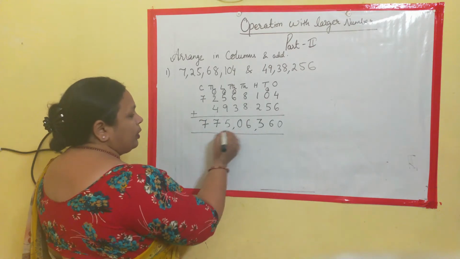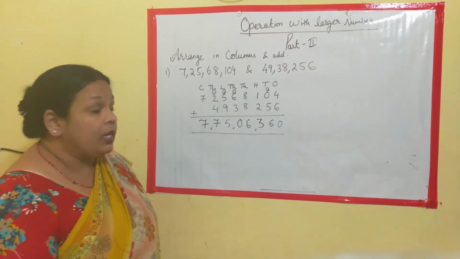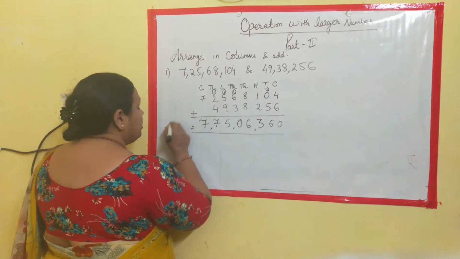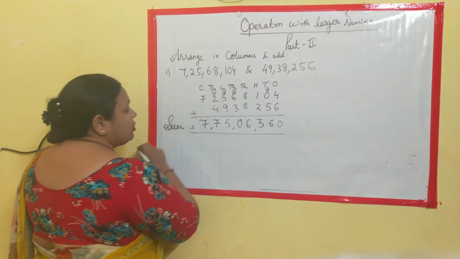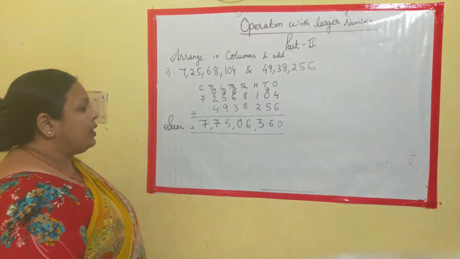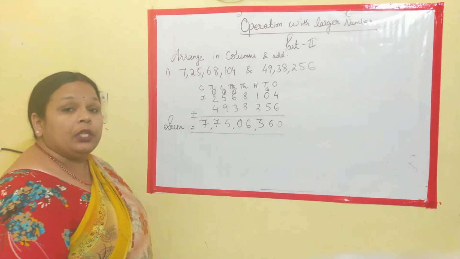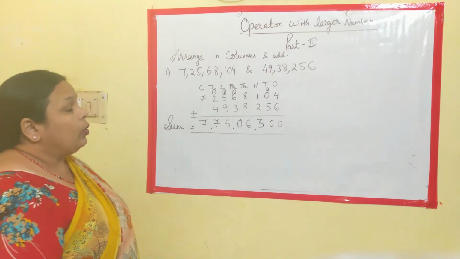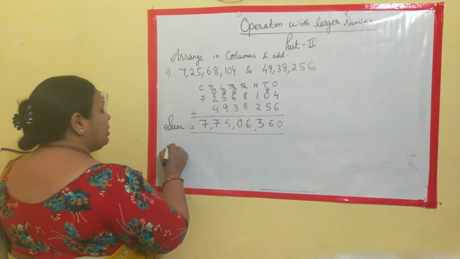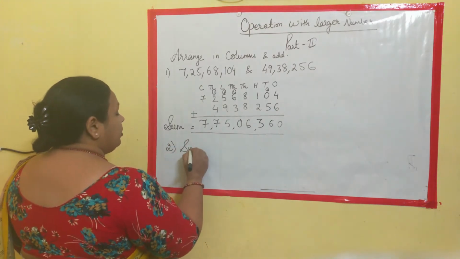So keeping the commas, this is your sum, which is equal to 7 crores 75 lakhs 6,360.